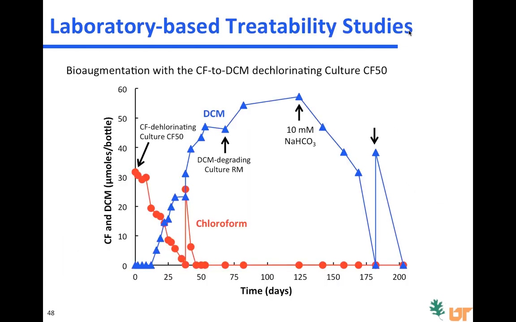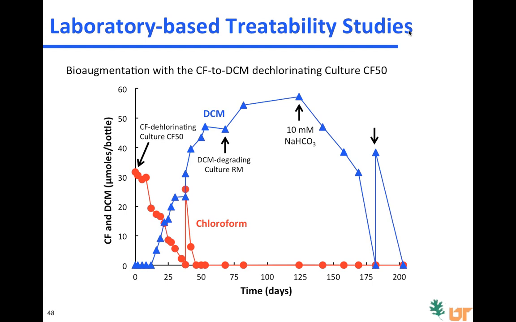In the next slide, we tried to do bioaugmentation in the laboratory. It's a laboratory-based study where we bioaugmented this material with culture CF50. And you see in red that chloroform was degraded, DCM was formed in blue. The respiked chloroform was degraded quickly, DCM was formed. We then added the DCM degrading culture RM. And somewhat disappointing, not much happened initially.